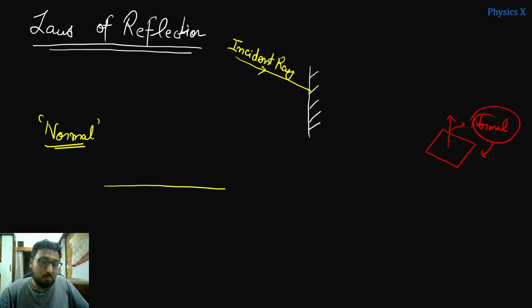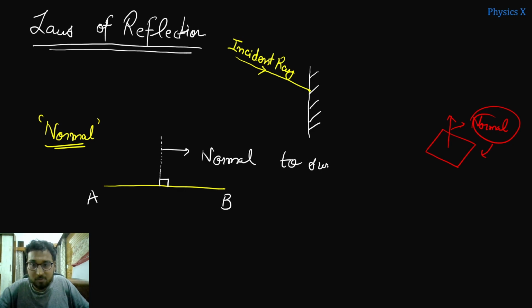Similarly, suppose this is a plane surface. If I ask you what is the normal to this surface, perpendicular to this plane you will draw a line. Suppose this is the perpendicular, this is 90 degrees, this you will call the normal. Suppose this is AB, so I will call this the normal to surface AB. So at different points, you can identify the normal.